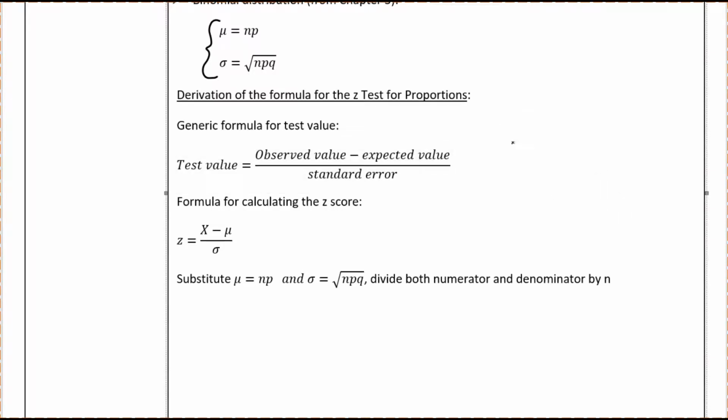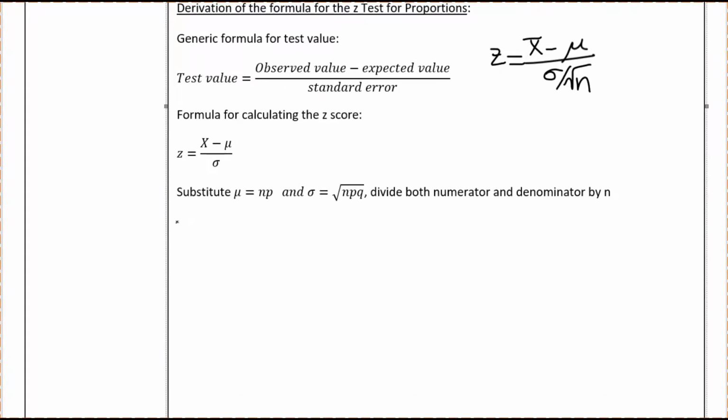For example, in the z-test for the mean, we said that the z-test value is equal to the observed mean value, which is x bar, minus the hypothesized or expected mean value, which is mu, over the standard error. And we said that the standard error was given by sigma over square root of n. That would be an example of using the generic test value to derive a test value. To derive the formula for the proportions test value, we're going to be using the formula for calculating the z-score, as well as the binomial distribution formula.